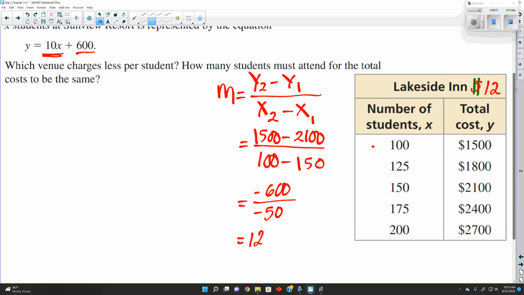So for our first answer, which venue charges less per student, Lakeside or Sunview? Sunview, because how much do they charge per student?